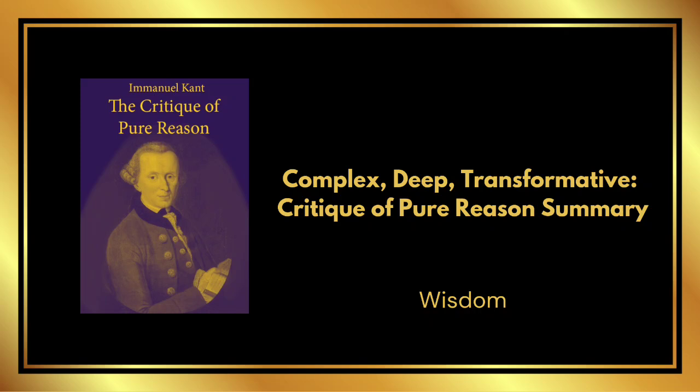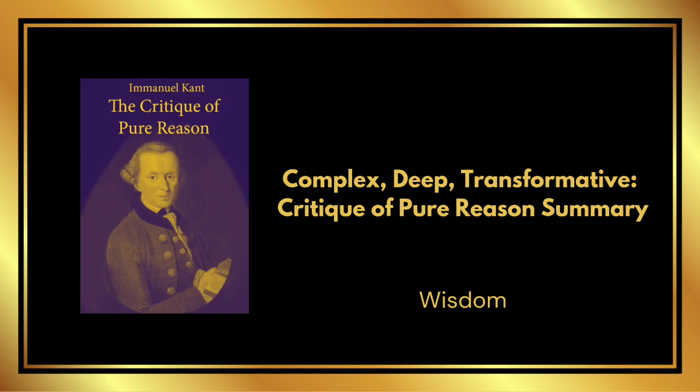Perhaps the most important idea in Kant's Critique of Pure Reason is his claim that there are limits to what we can know. According to Kant, we can never know things as they truly are in themselves. Instead, we only know things as they appear to us, through the lens of our perception, space, time, and categories. This distinction between the phenomenon, the world as we perceive it, and the noumenon, the world as it truly is, independent of our perception, is fundamental to Kant's philosophy.